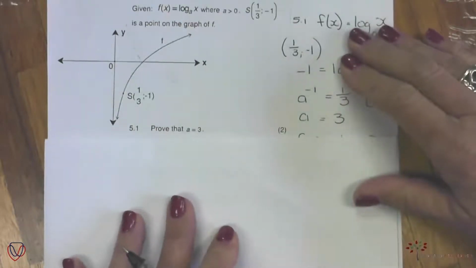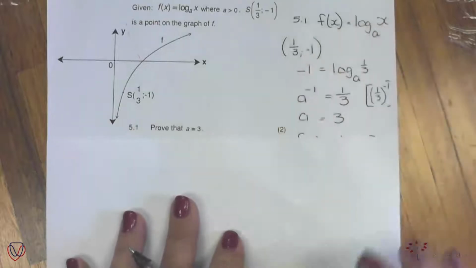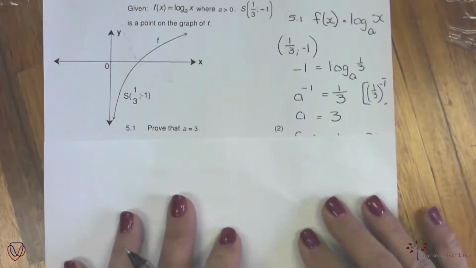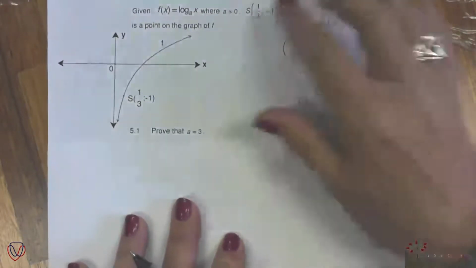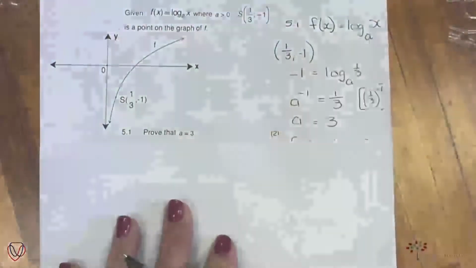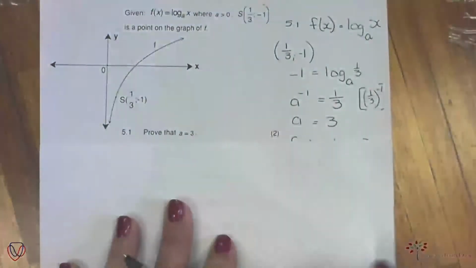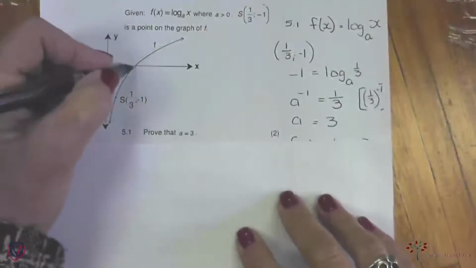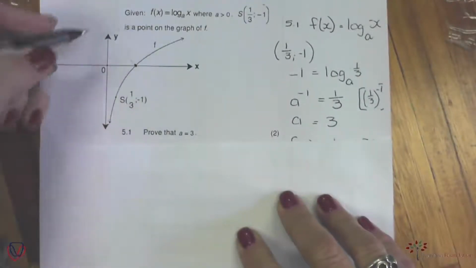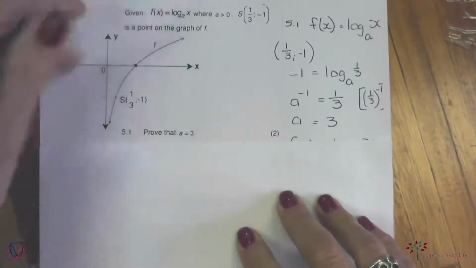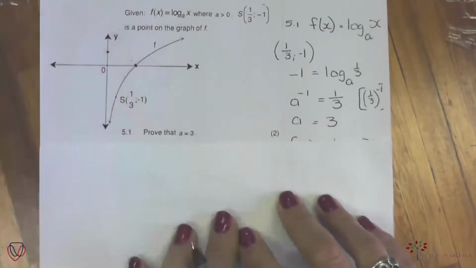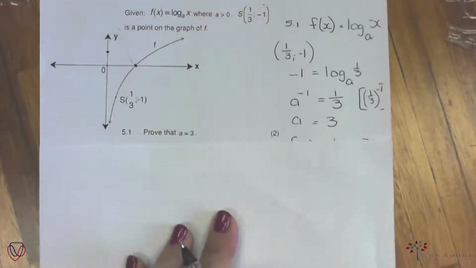Let's go on to the next question. There you have a log graph. Can you see it? They gave it there also. And it goes through a point. A log graph will cut on the x-axis. An exponential graph will cut on the y-axis. Right. Let's have a look at this one.